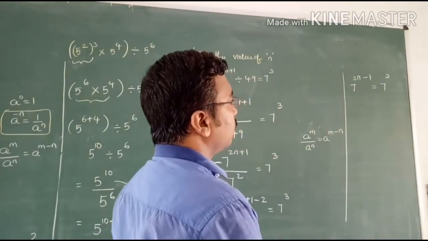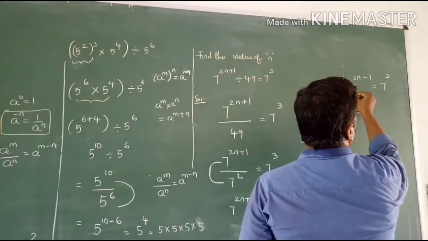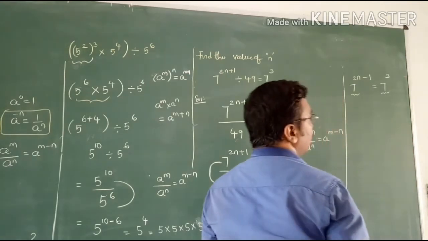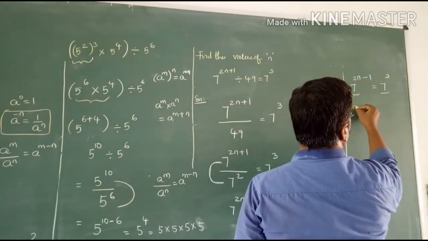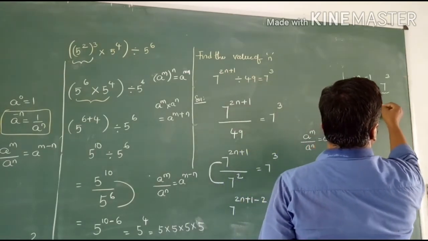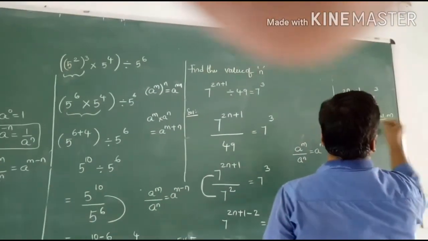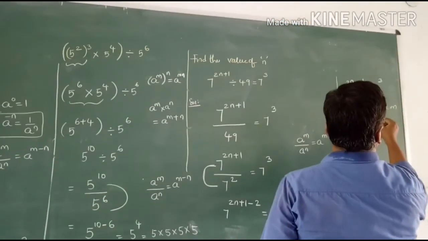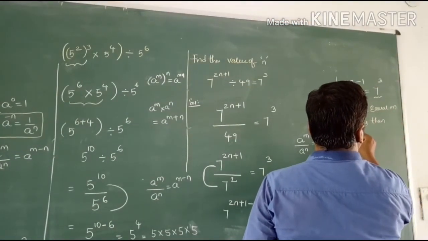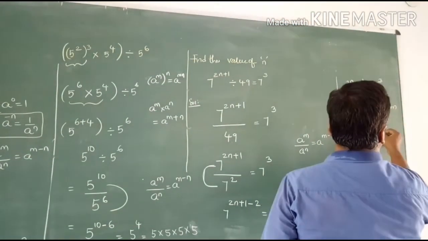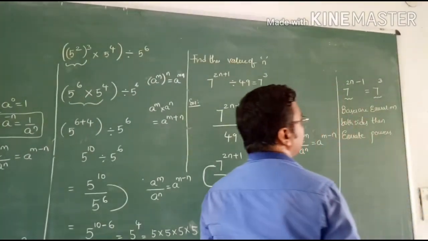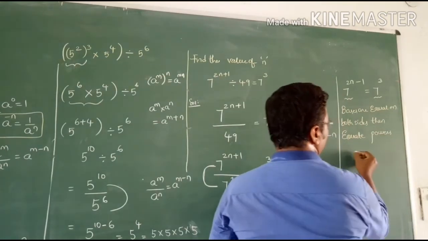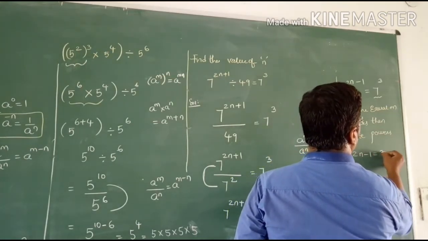Here we observe one thing. On the left hand side the base is 7, on the right hand side the base is 7. If the bases are equal on both sides, then equate the powers. So what are the powers here? 2n minus 1. What is the power here? 3. So 2n minus 1 is equal to 3.